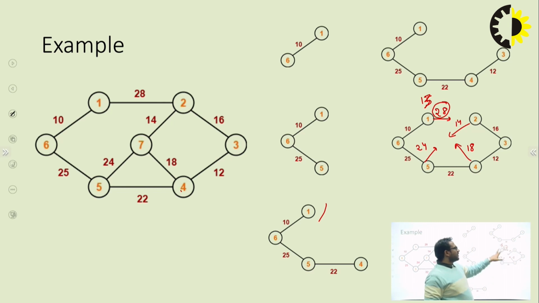So obviously the minimum one is 13. But whenever I am going to consider this edge, it makes a cycle. So whenever you are selecting any edge and that edge is creating a cycle, you have to reject it. That means you have to neglect this edge and choose another edge which has the minimum weight. So the minimum weight after this one is 14, right?